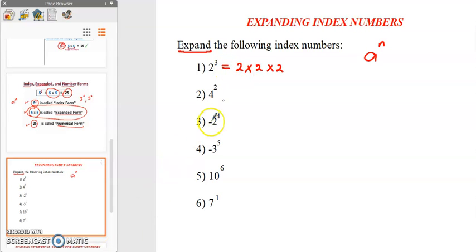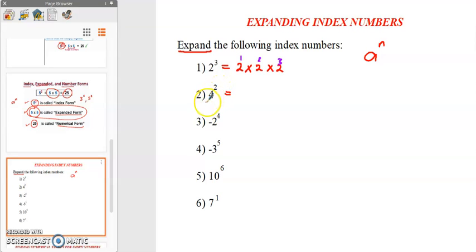Right? So these 2's came from the fact that we had a base of 2, and how many times we multiply 2 came from the fact that we have 3 at the top. So 1, 2, 3, right? I hope you're getting this now. So let's move on to number 2.